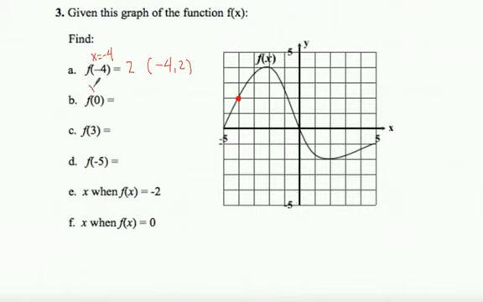F of 0 means that I have an x equal to 0. So I would go on the x-axis to 0, not move up or down any, and that would be right there. So on the graph, I would be at 0 on the y-axis.